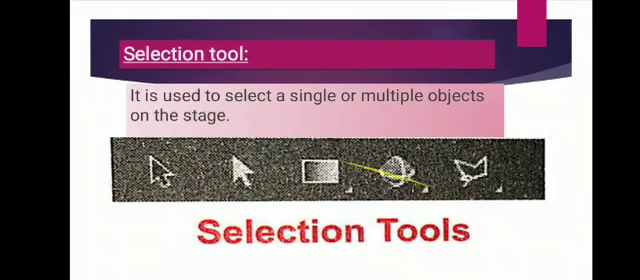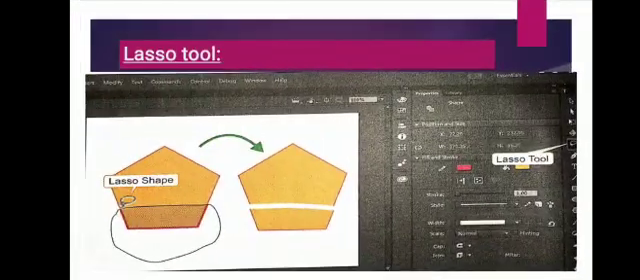First is lasso tool. This is a freehand selection tool. And this tool selects irregular shape areas of the drawing part. It can also be used to split shape or select portion of a line or a shape. You can split the shape also by using this tool or divide the lines also.